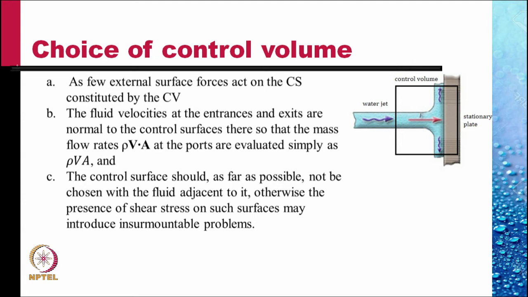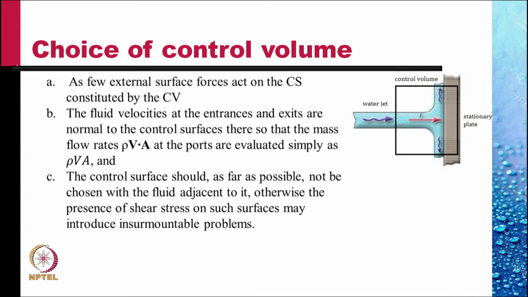B, the fluid velocities at the entrance and exits should be normal to the control surface there, so that the mass flow rate, rho v dot A, at the ports is evaluated simply as rho VA, not the vector but the scalar rho VA. Otherwise, v dot A will have us worry about the angle between the area and the velocity.